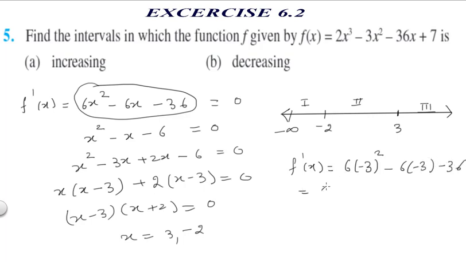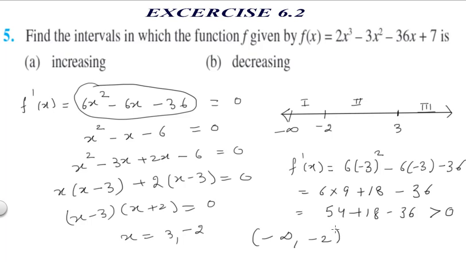Solve it. 6 multiplied with 9. Minus and minus will be plus. 6 3s are 18 minus 36. 9 and 6 will give us 54 plus 18 minus 36. So just observe carefully. When you solve it, what will you get? The answer as greater than 0. Hence in this interval it is an increasing function. So one interval we have got: minus infinity to minus 2.